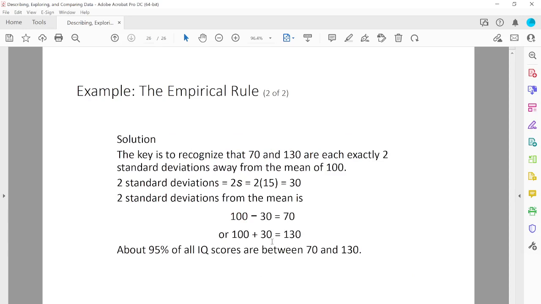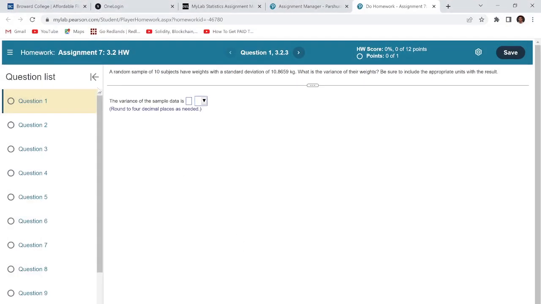Okay, let's look at some examples from this section. The first one: a random sample of 10 subjects have weights with a standard deviation of 10.8659 kg. So this is the standard deviation. What is the variance of their weights? Be sure to include appropriate units with the result. Variance means it's the square of the standard deviation.